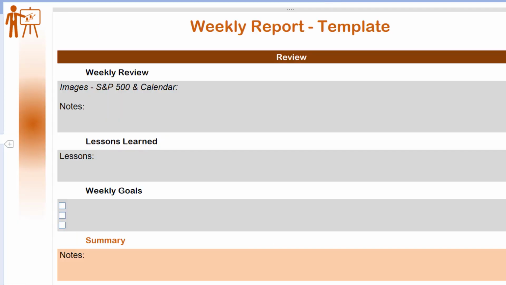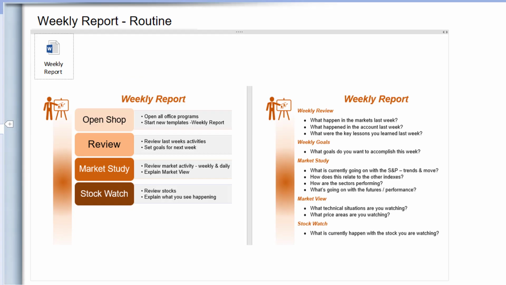And here in the report, this is where I can keep information as far as images and notes, and I have it broken down into the different areas with a summary at the end. So you want to review last week's activity and really set goals for next week. If we look at the questions in the summary, the questions I want answered are: what happened in the markets last week? What happened in the account last week? And what were the key lessons you learned last week? The weekly goals, just set some weekly goals, and then we move into a market study.